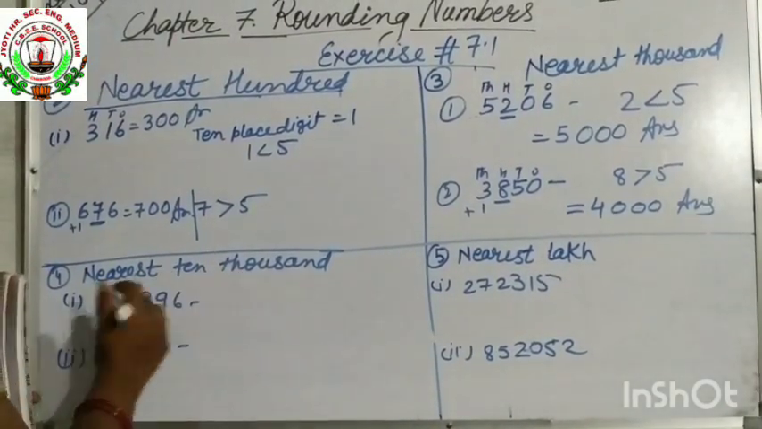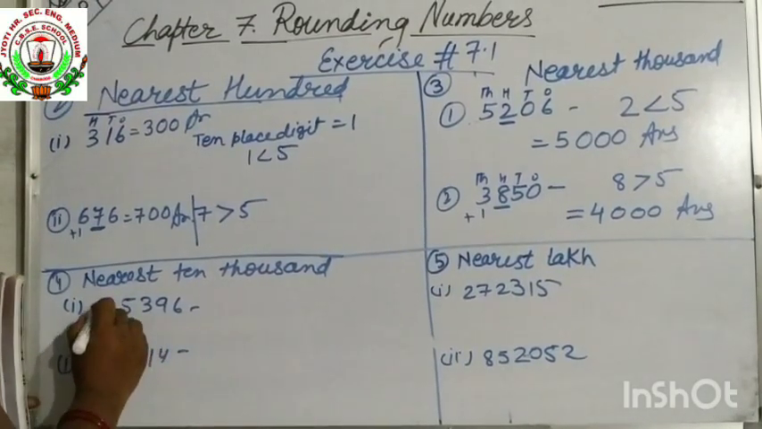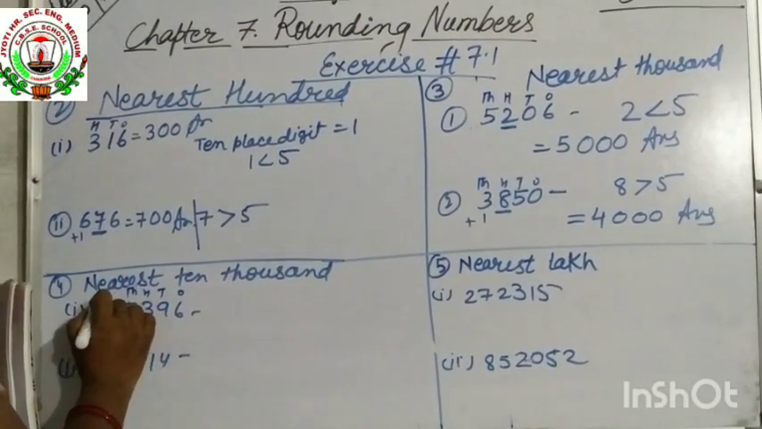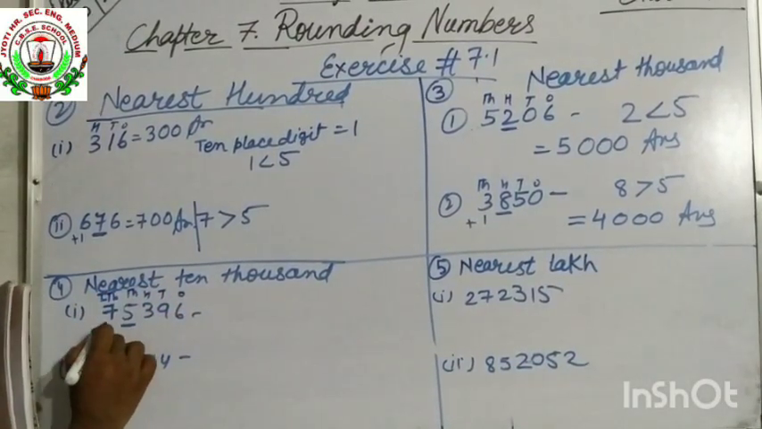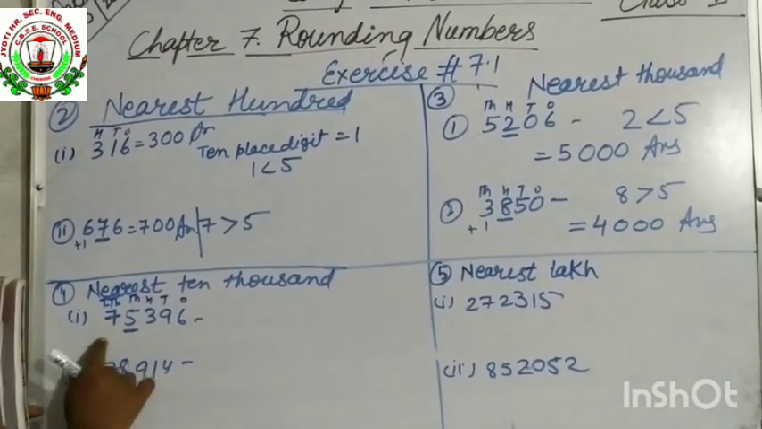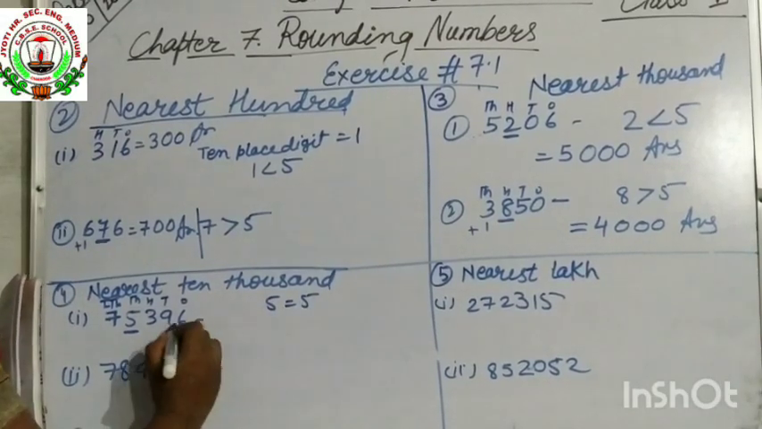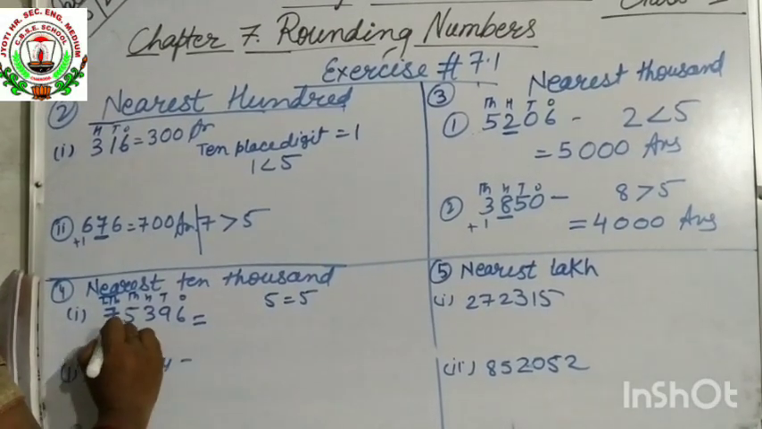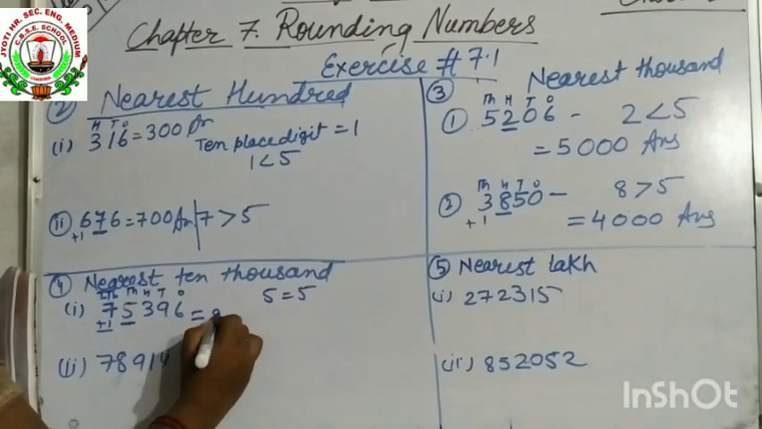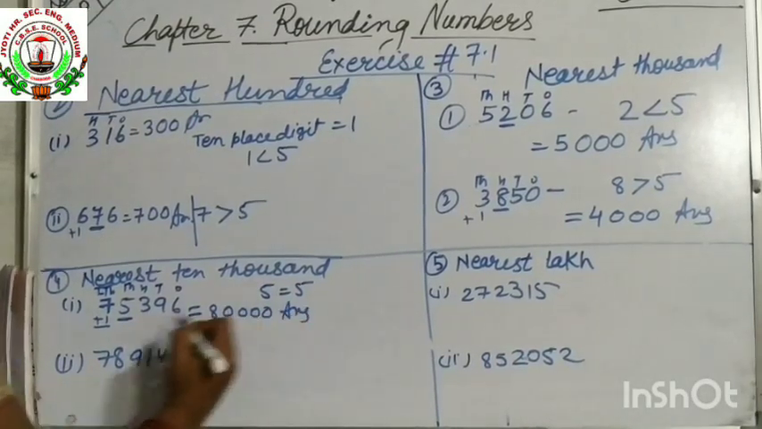Now you will see nearest 10,000. In the nearest 10,000, you will have to see the 1000 place. It is ones, tens, hundred, thousand, then 10,000. So here it is the required place to round. Now we will see the thousand place number, which is 5. Here 5 is equal to 5. So what will we do? Here we will add 1. 7 plus 1 is 8, and then all the digits will be 0. So it is the answer.